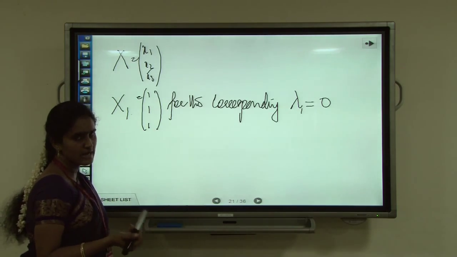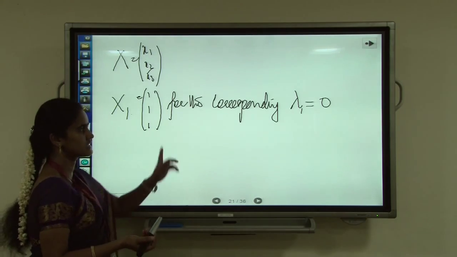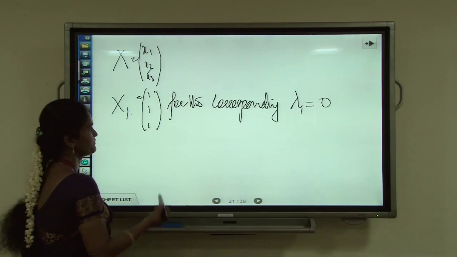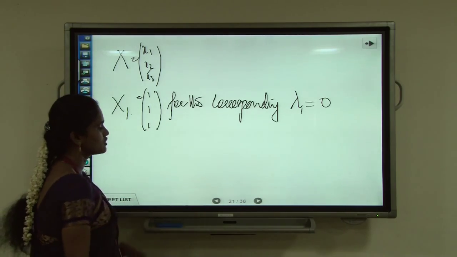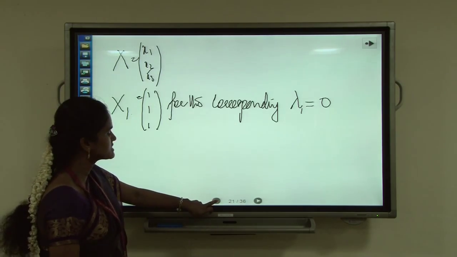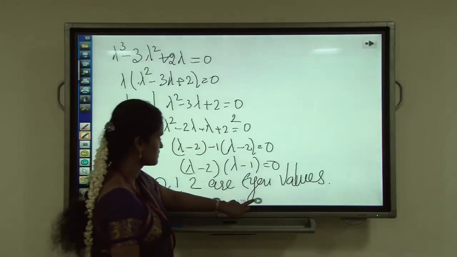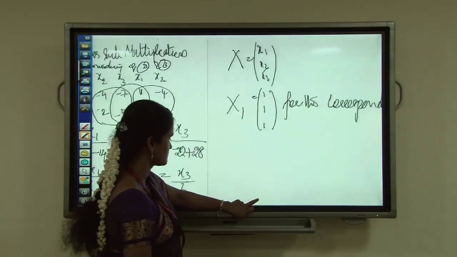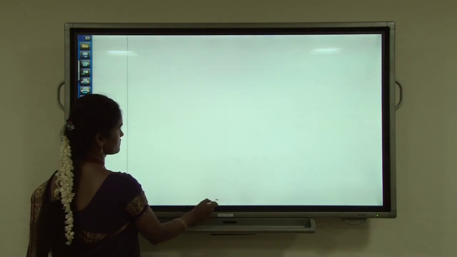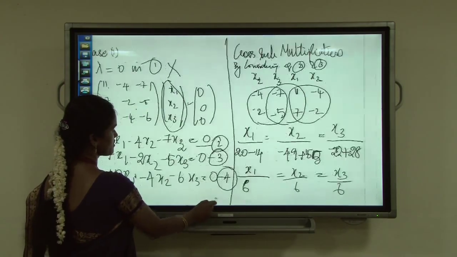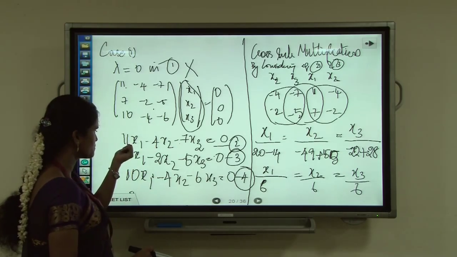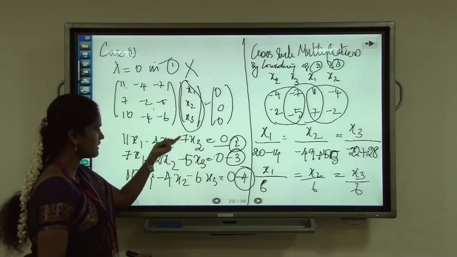Similarly, we have to find out lambda capital X2 for the corresponding lambda 2 and capital X3 for the corresponding lambda 3. Okay. So now how do we find? We can also check whether these x1, x2, x3 values are solutions. So what is the value of small x1, x2, x3? It is just 1, and x2 is also 1, x3 is also 1.